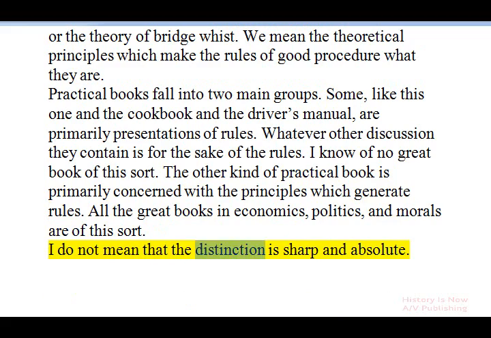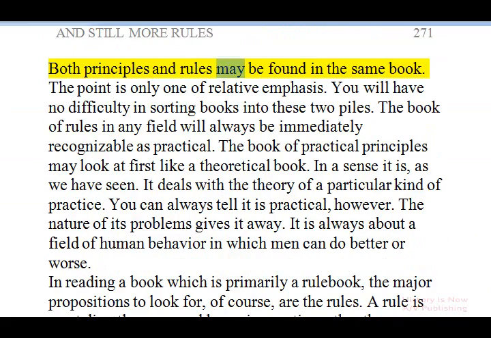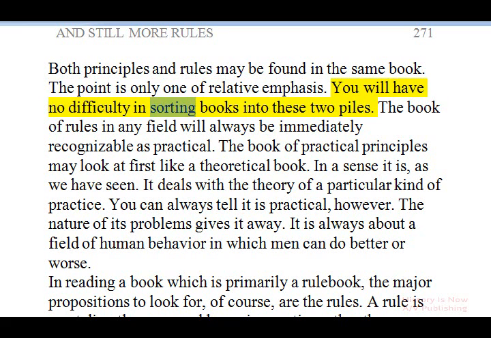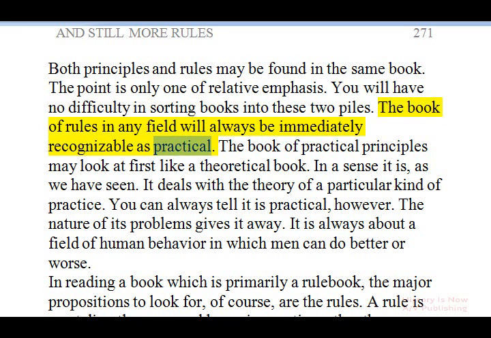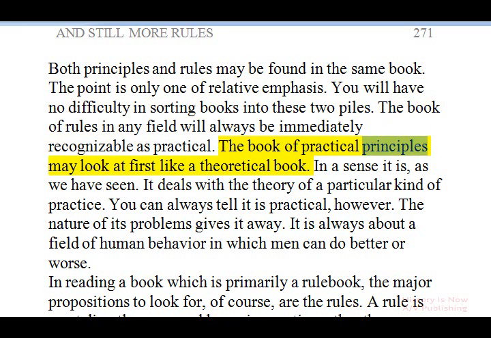I do not mean that the distinction is sharp and absolute. Both principles and rules may be found in the same book. The point is only one of relative emphasis. You will have no difficulty in sorting books into these two piles. The book of rules in any field will always be immediately recognizable as practical. The book of practical principles may look at first like a theoretical book.